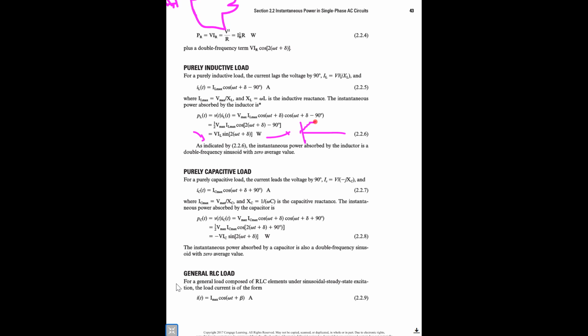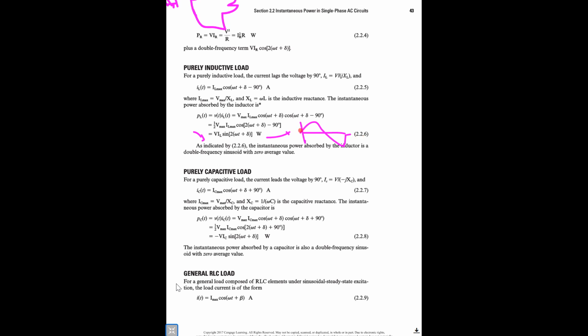It has a very important point. Let's see, in this case, the average magnitude of this PL(t) will be 0. This means the inductor cannot absorb any average power. Okay? The average of this form will be 0. No problem?